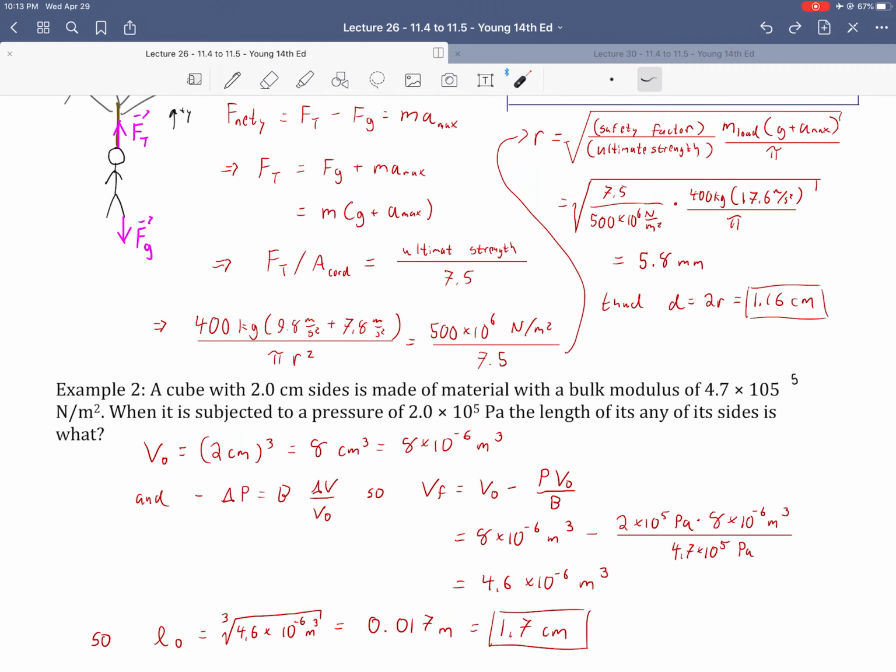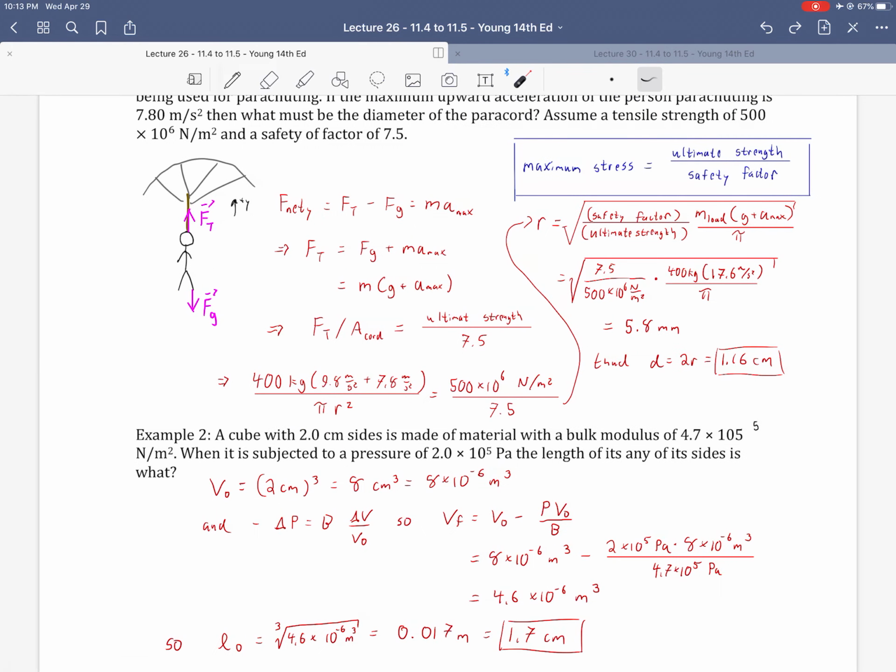Well, there you have it. Each side went from a length of 2 centimeters down to 1.7. Got a neat result. Okay, so again, this would be very typical of a bulk modulus problem, especially this extra step of having to relate volume to side length. Could it be for some other shape? Yeah, maybe like a circular cylinder or something along those lines, but nothing too complicated. A cube being a great example.